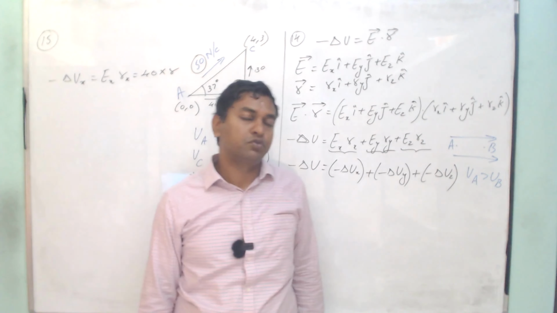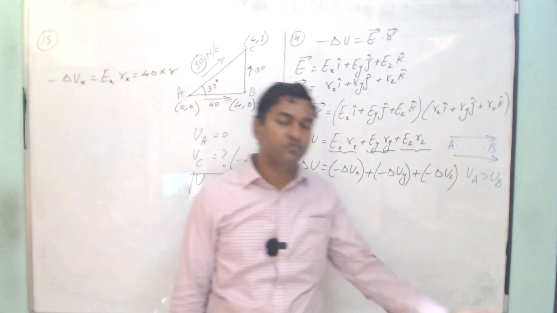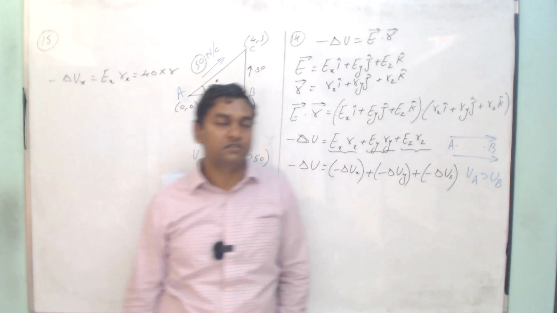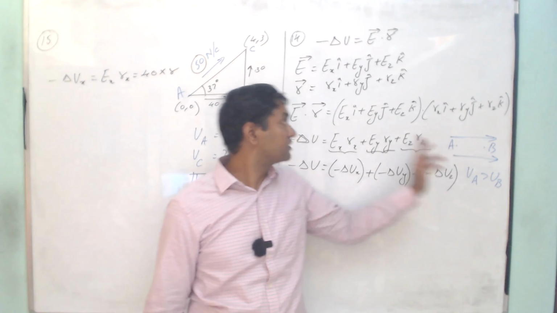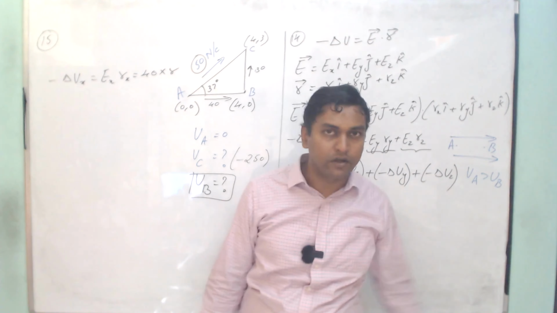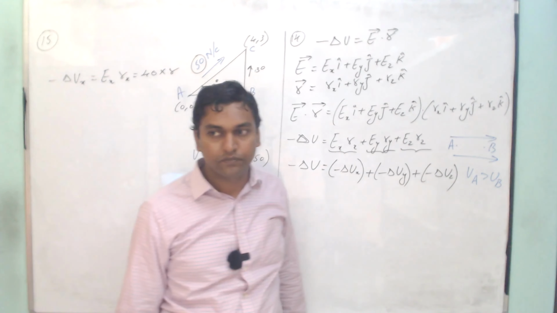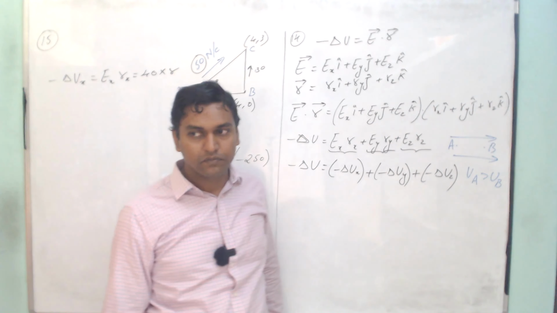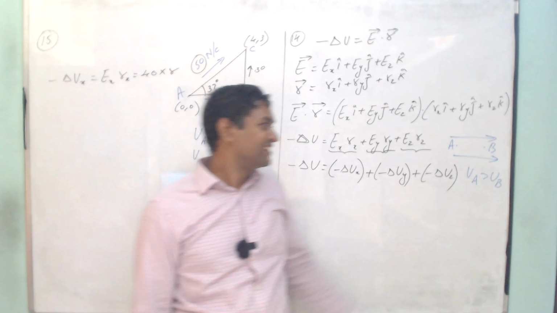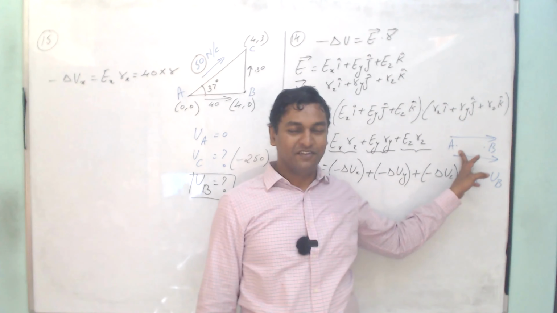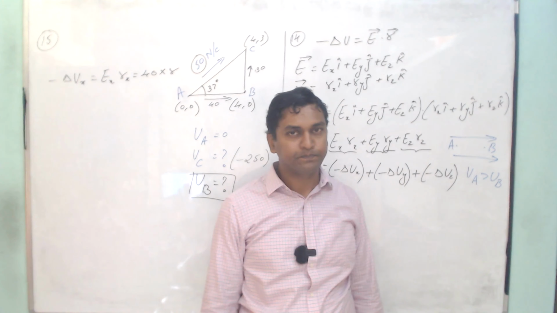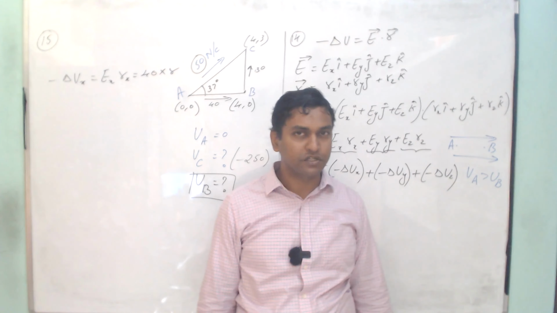Loss in potential means from 100 rupees to 50 rupees. So I lost 50 rupees. So minus of minus 50 will become plus, is equal to E into R. Could you repeat the last thing? Along the electric field, I will always lose my money. That is potential.